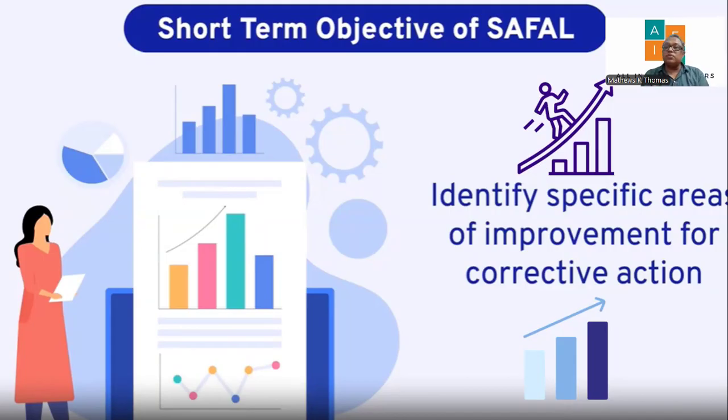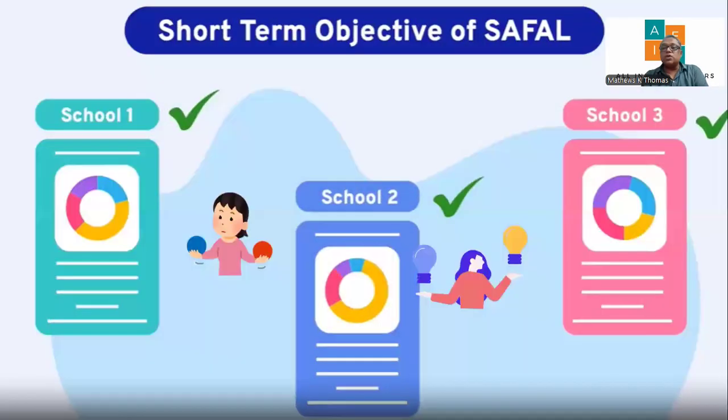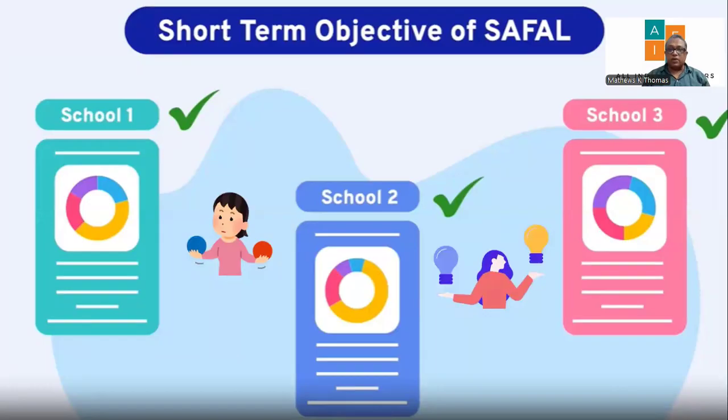So the short-term objective of Saful is to improve on the specific areas. And obviously, when we conduct the test, we'll come to know what our shortcomings are. So if I compare 3 or 10 schools in my locality, I will be able to see that this school has scored this much in this parameter. This school has scored this much. So what are they doing right? Probably you could interact with the teachers of that school and get some ideas.